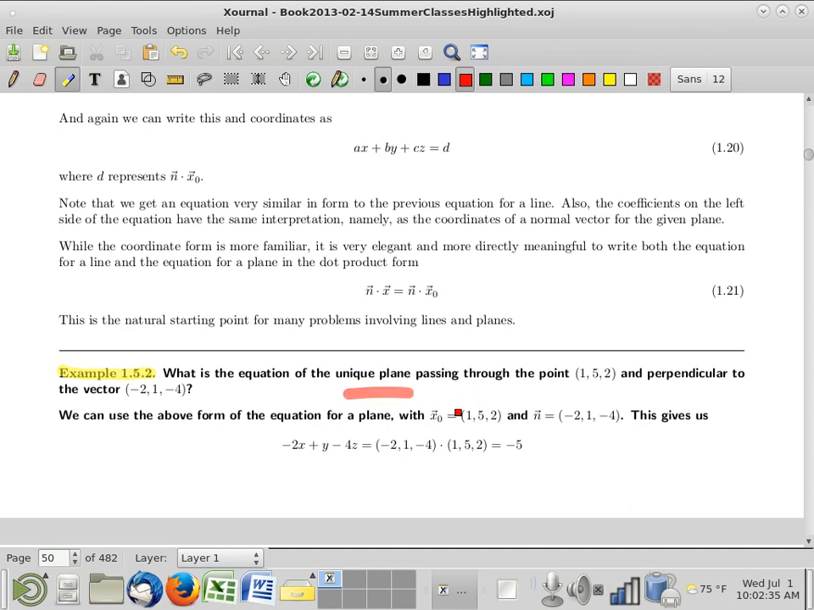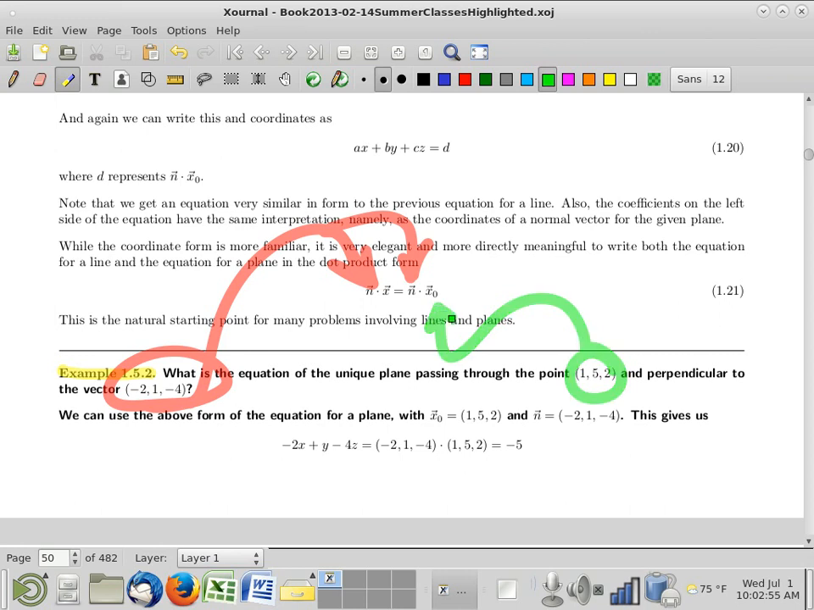There's a unique plane that passes through that point and that's perpendicular to that vector, and this is a plug and chug. That is my normal vector, and this, whoops, sorry, that is my x naught, plug and chug, and here's your equation. Equation is that. Anybody see what happened there? Just literally plugging into that equation.